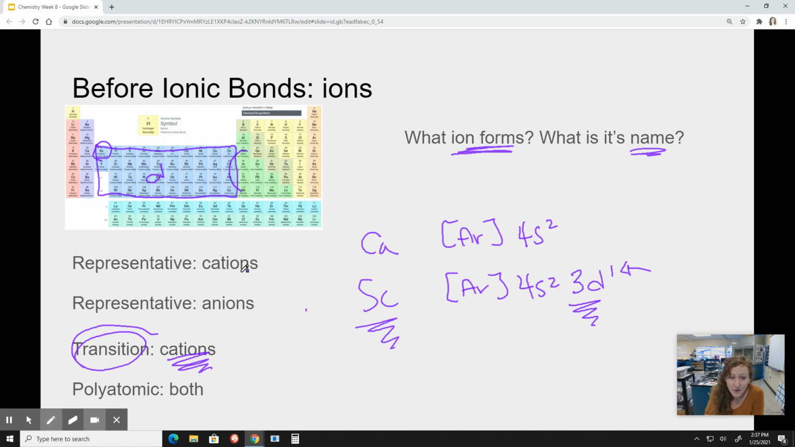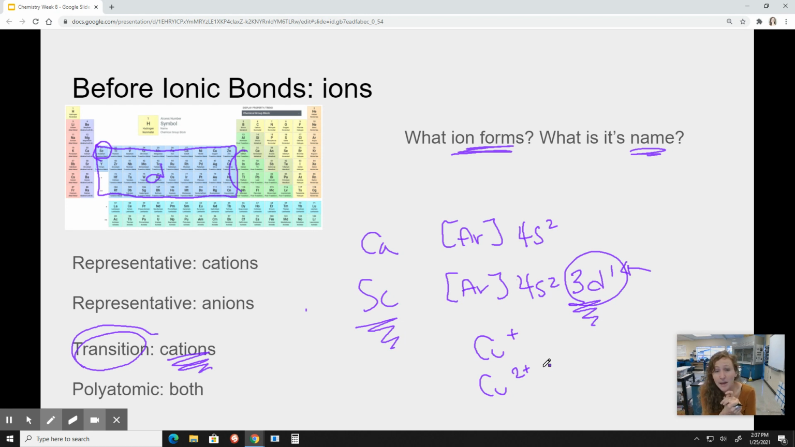And so transition metals, because they have this D shell available to them, a lot of them can form more than one charge. Like copper, for example. Copper can form copper 1 or copper 2. Now, why do they do this? They do this because of that open D shell. The D shell kind of gives them more opportunities.